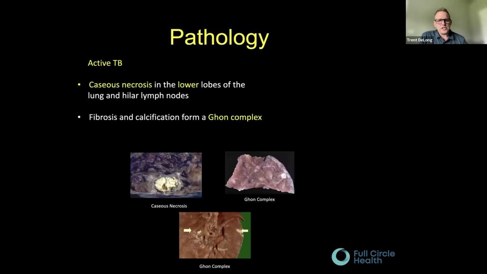As far as pathology, active TB can generate caseous necrosis in the lower lobes of the lung and hilar lymph nodes as well. Fibrosis and calcifications form a Ghon complex. You can see caseous necrosis here. I'm not sure if you can see my mouse, but it's in the upper left image. And then the Ghon complex as well here, and then here on the bottom image as well. There's a couple of them as well.